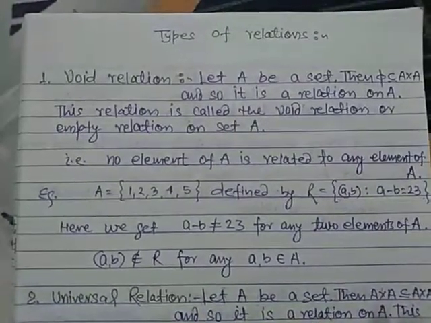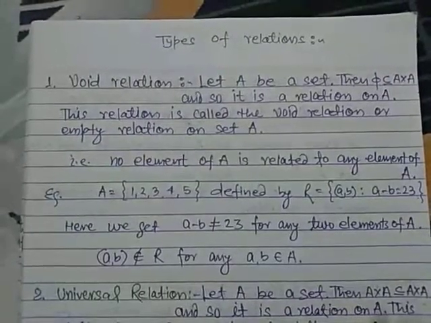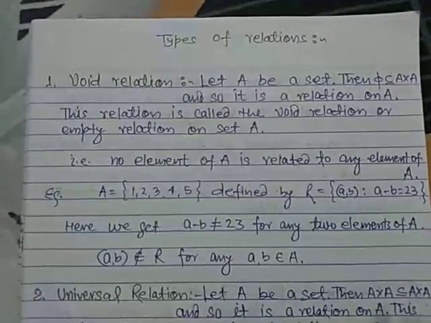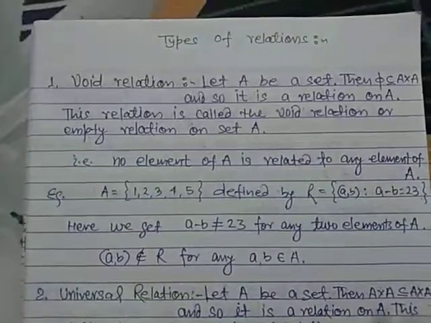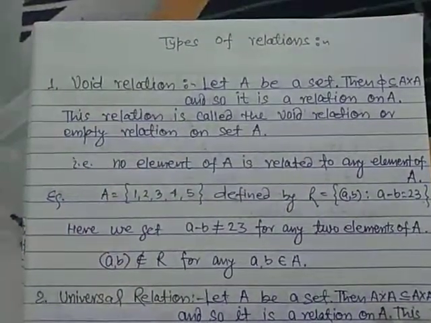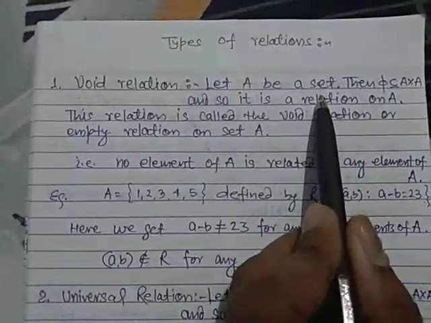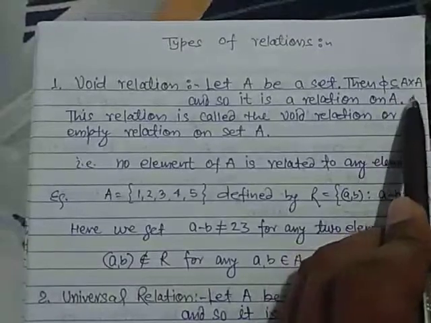Now we start with the types of relations. First one, what is void relation? Let A be a set. When we have a set, we can calculate its subsets, and we know phi is the subset of every set. Therefore, if A is a set, then phi is a subset of A cross A.